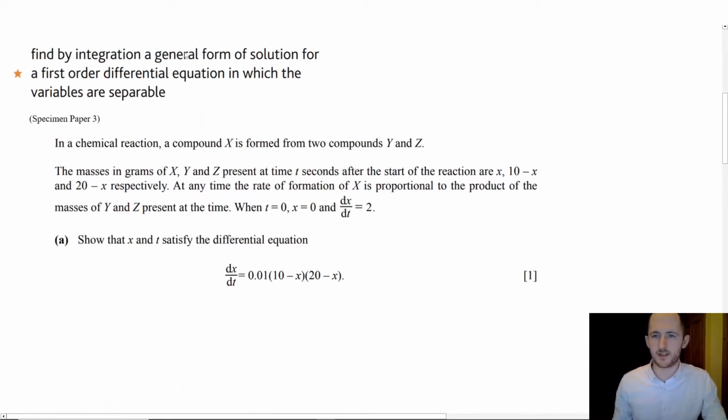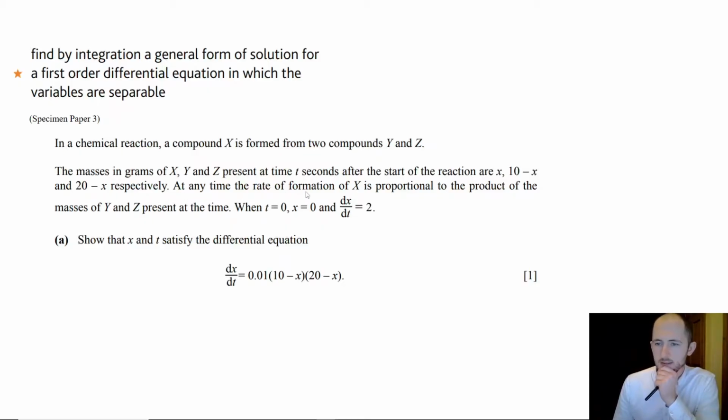Okay, so find by integration a general form of solution for a first order differential equation, in which case the variables are separable. I'll go through exactly what that means in 1 second. So here we have a chemical reaction. A compound X is formed from two compounds Y and Z. The masses in grams of X, Y and Z present at time t seconds after the start of the reaction are x, 10 minus x and 20 minus x respectively.